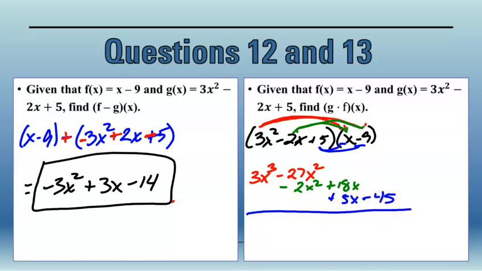All I need to do now is combine like terms, which my final answer would be 3x cubed minus 29x squared plus 23x minus 45. So that is the review on Module 10, Working with Quadratic Functions.